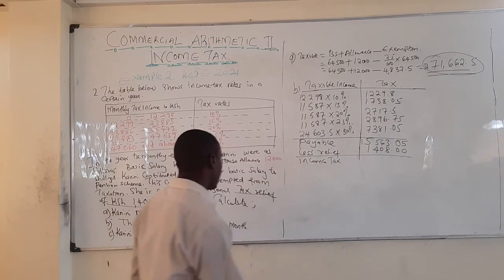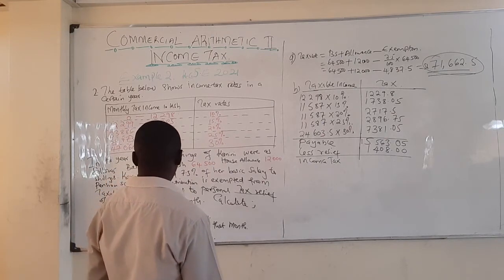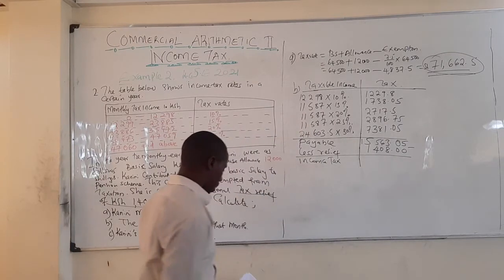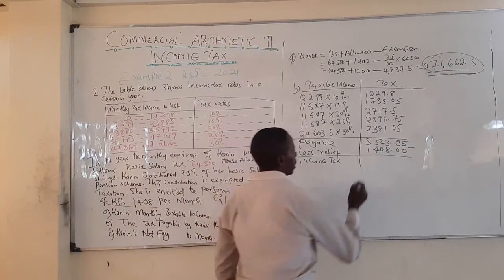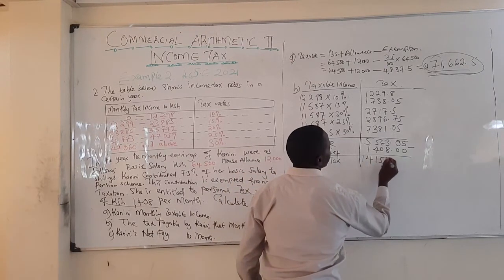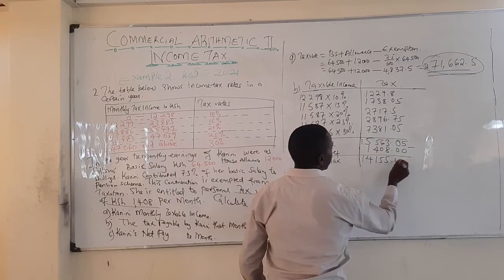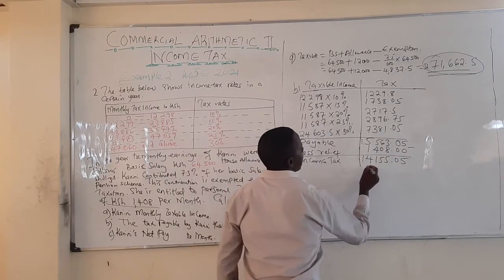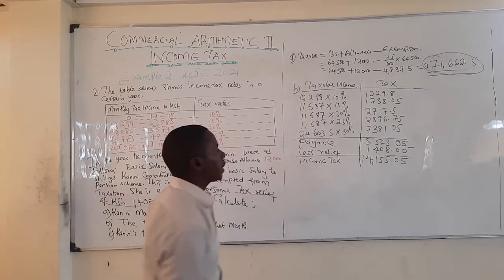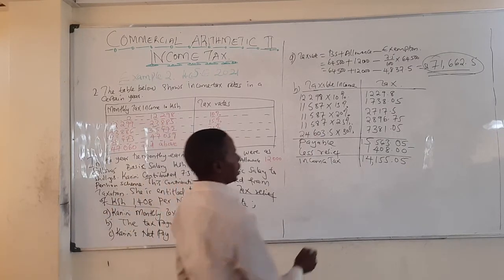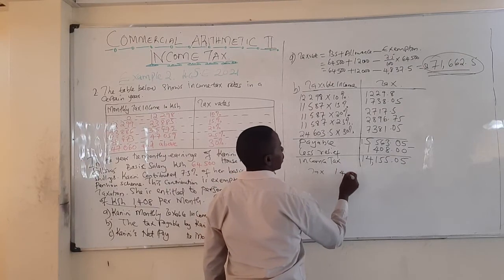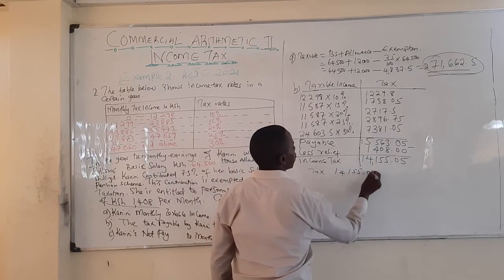I want to talk about the PAYE, just the tax. So we less the two, and we're going to be having 14,155.05. So that is our tax. That is the income tax of Kanini. That's what she's going to pay. So the tax there should be 14,155.05.